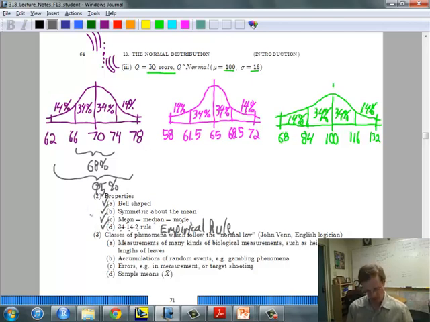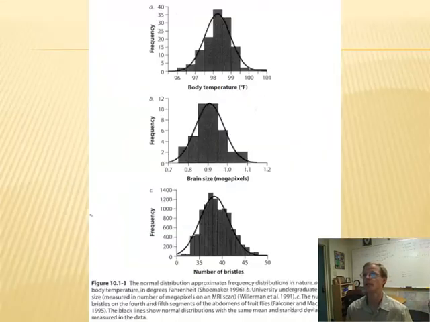Now, what things follow these? Well, as you can observe, I want to take a look at figure 10.1-3 in our text. It has body temperature, which is approximately normally distributed, brain size, and the number of bristles on the 4th and 5th segments of the abdomens of fruit flies, and it just turns out that many things follow this approximate bell-shaped curve in the world, but that's not all.